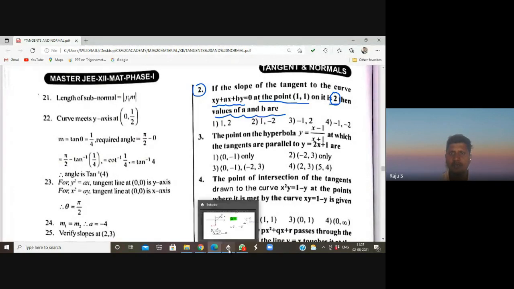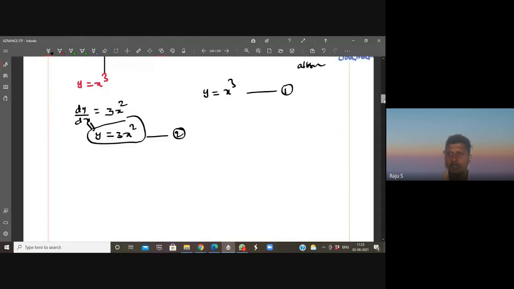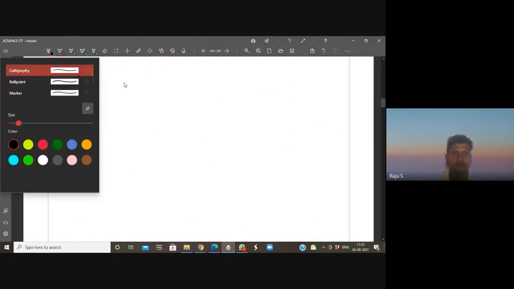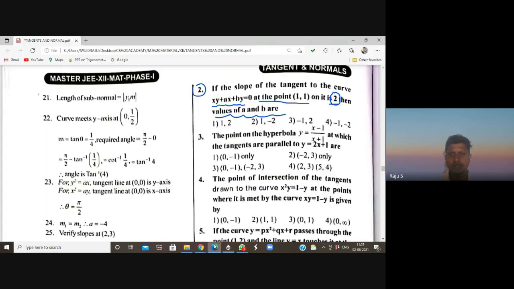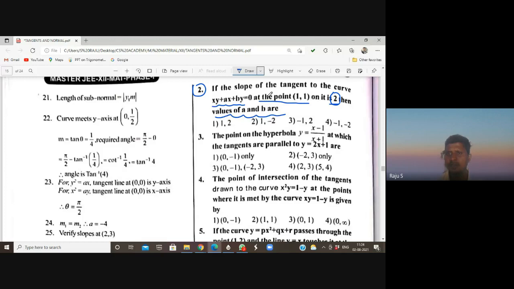The given equation is xy plus ax plus by is equal to 0, the point they gave is 1 comma 1, and the slope they gave is 2. So slope means dy by dx at 1 comma 1 is 2. Try to understand the question first. The slope of the tangent to this curve at this point is 2, then what are the values of a and b?